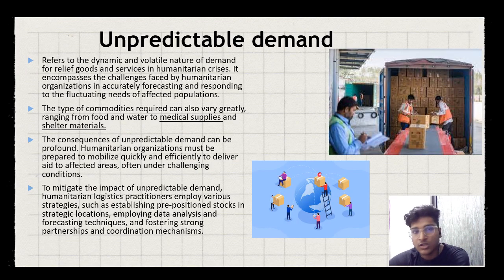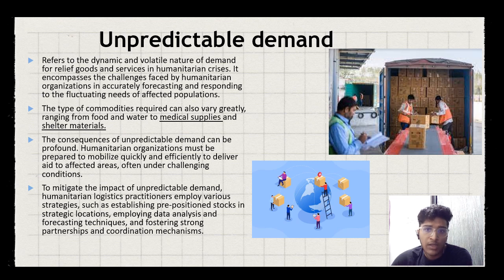So, first of all, we are going to see the first key element. It's unpredictable demand. In humanitarian logistics, it refers to the dynamic and volatile nature of the demand for relief goods and services in humanitarian crises. It encompasses the challenges faced by humanitarian organizations in accurately forecasting and responding to the fluctuating needs of the affected population. The type of commodities required can also vary greatly, ranging from food and water to medical supplies and shelter materials. Additionally, the quantity and size of the required commodities are often uncertain as the scale and severity of humanitarian crises can fluctuate rapidly. The consequences of the unpredictable demand can be profound.